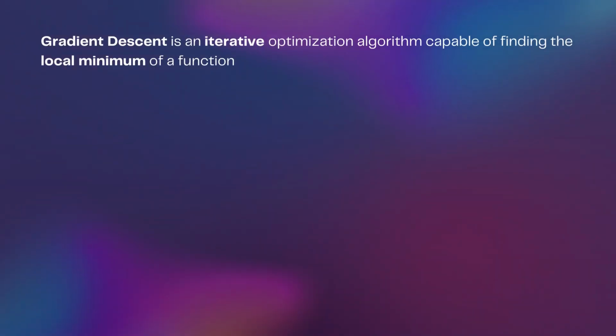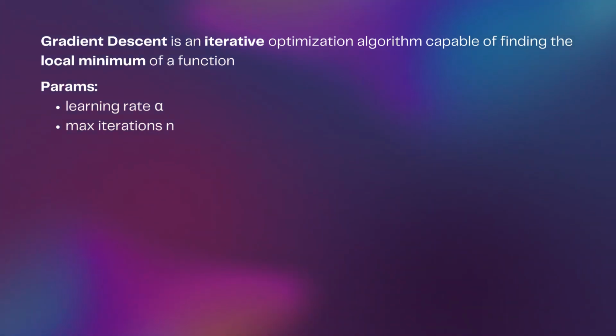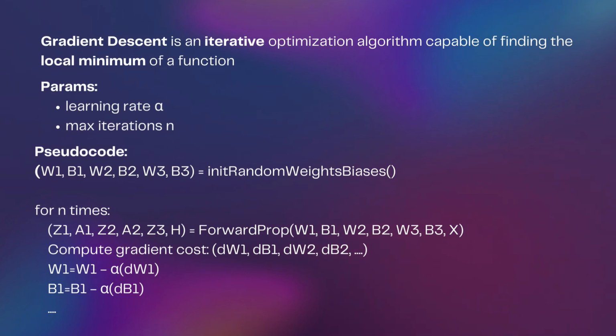In summary, in order to learn, the neural network will use the gradient descent algorithm, an iterative optimization algorithm capable of finding the local minimum of a function. Two parameters are required: the learning rate alpha and the number of iterations n. First, the initial weights are generated randomly. Next, for n times, forward propagation is performed with the input x, which we assume for now to be a single training example. Then the gradient of the cost function is computed, and finally the weights and biases are updated. As can be seen, each iteration corresponds to a step towards the local minimum.